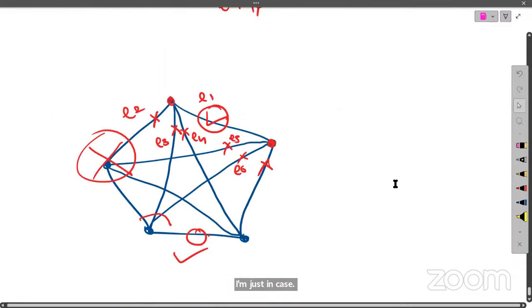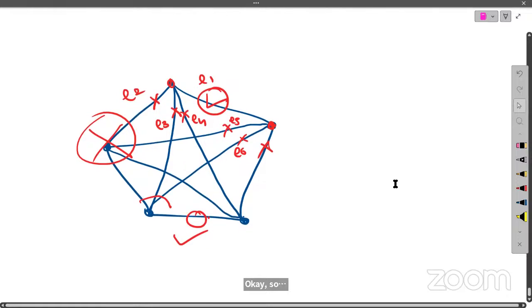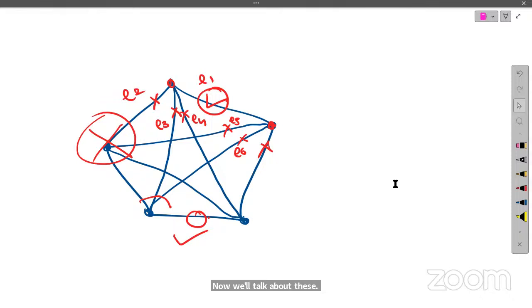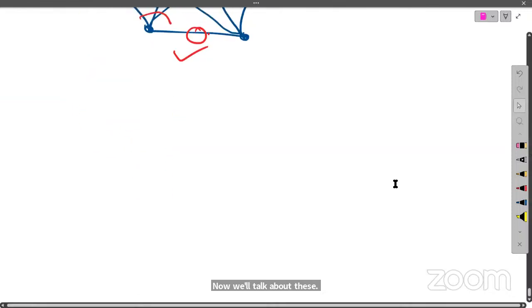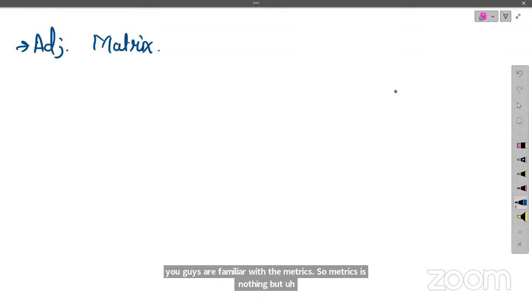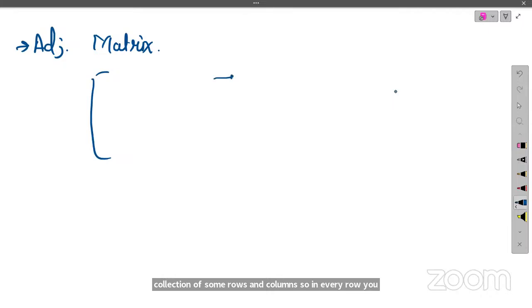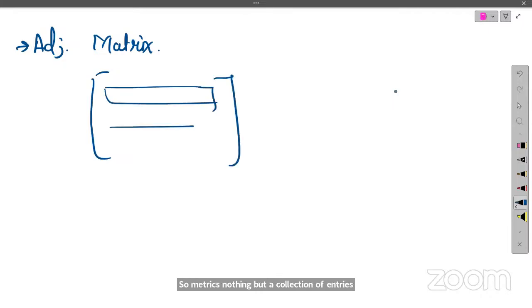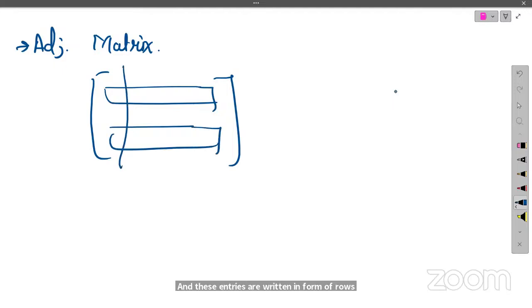Okay, so now we'll talk about the adjacency matrices. So what is the adjacency matrix? Adjacency matrix, adjacency list, and in-degree matrix. So for the adjacency matrix, you are familiar with the matrix. A matrix is nothing but a collection of some rows and columns. In every row you will put some entries, so a matrix is a collection of entries, and these entries are written in the form of rows and columns.